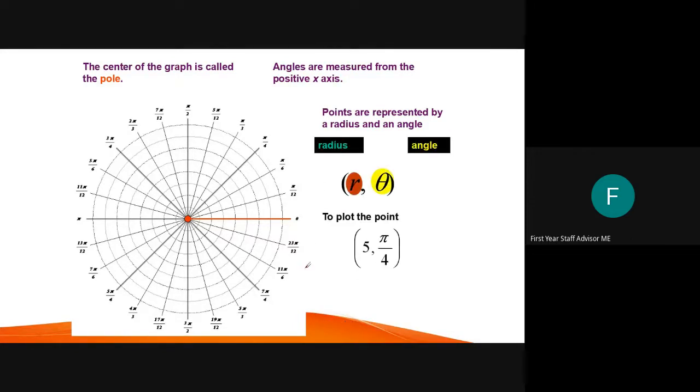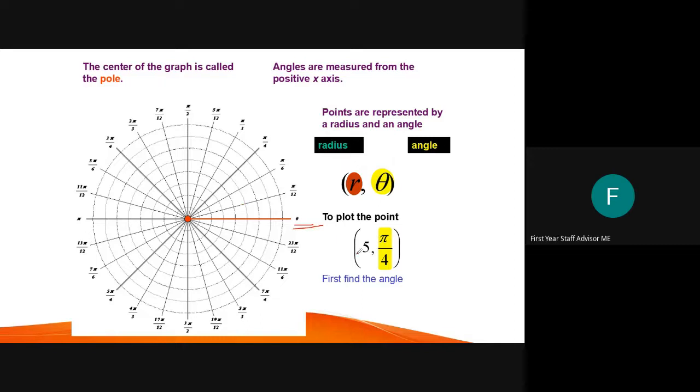Okay, we have already discussed R at an angle theta, or you can write R comma theta, both are correct. Here you can see it's the same thing. The center point is called the pole, and this is the reference 0 degree.